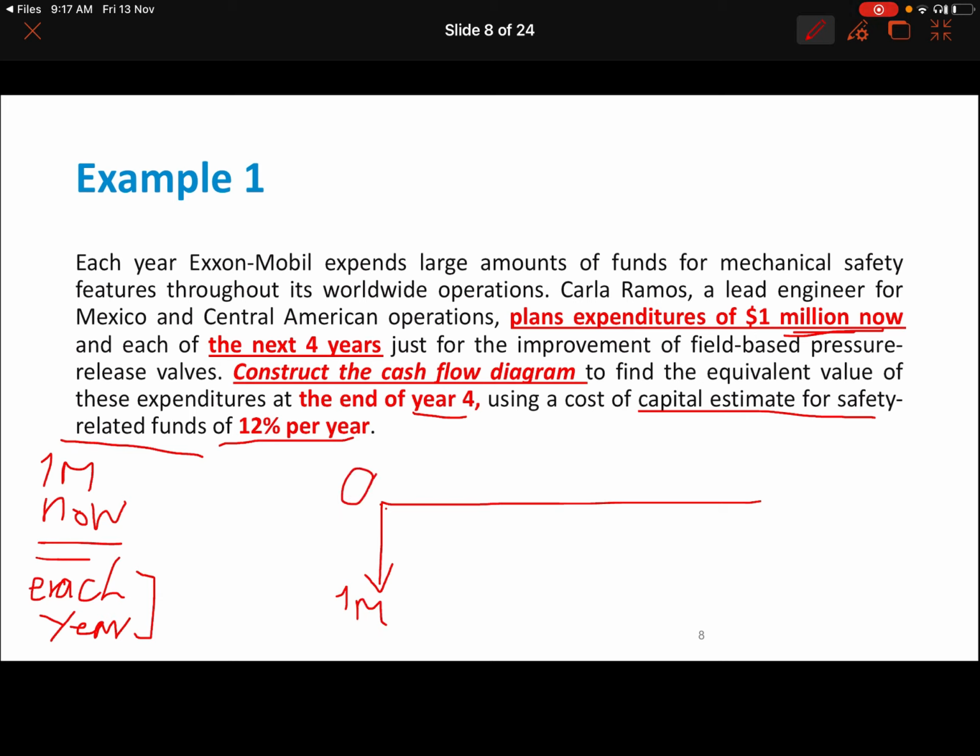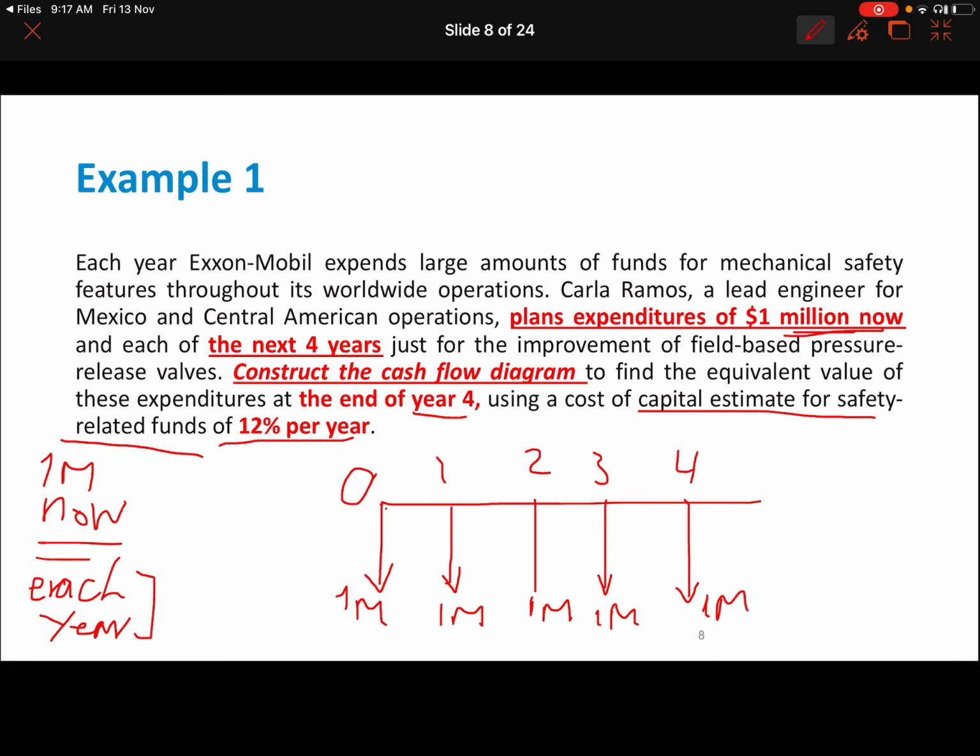Then the company will pay $1 million for the next 4 years. Next 4 years. This is the first year, 1 million. Second year, 1 million. Third year, 1 million. Fourth year, 1 million. So 1, 2, 3, 4.